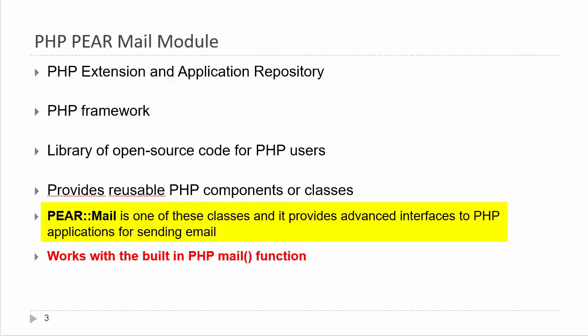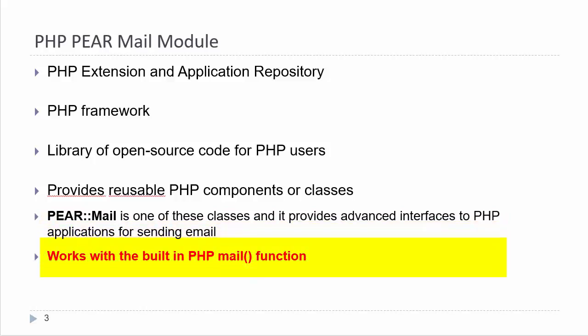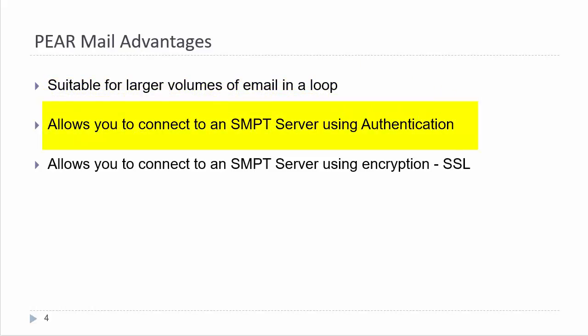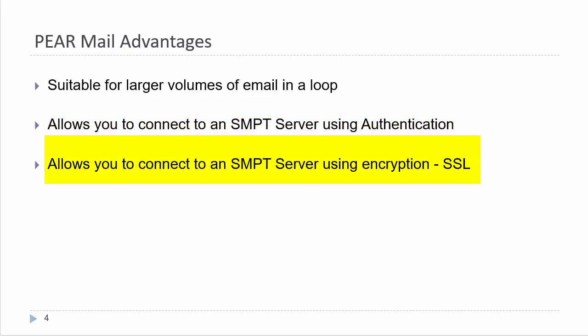I would like to point out that in order to use PEAR Mail, it works with the built-in PHP mail function, which I will cover later. So this is on top of the mail function. There are a lot of advantages to this. Number one, it is very well suited for large volumes of email that might be sent out in a loop, such as newsletters. Another advantage is it allows you to connect to the SMTP server using authentication. In other words, your login and password. So there's a higher level of security here. And it also allows you to work with an SMTP server that might have SSL encryption set up.